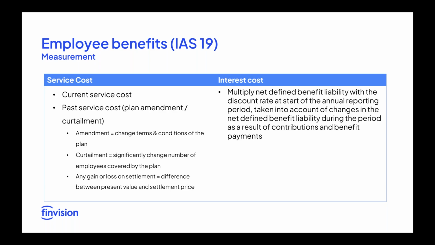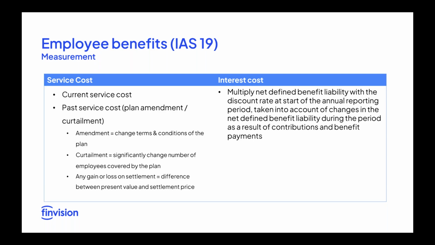It can be through an amendment, a change of the terms and conditions of the plan. It can be a curtailment, when we change significantly the number of employees in the plan, for example, because maybe a group of people are being restructured and spun off or the business unit is being sold, which can result in a curtailment. And any gain or loss on settlement of the benefits, of course, the difference between what we paid and the present value, will be a gain or loss on settlement.